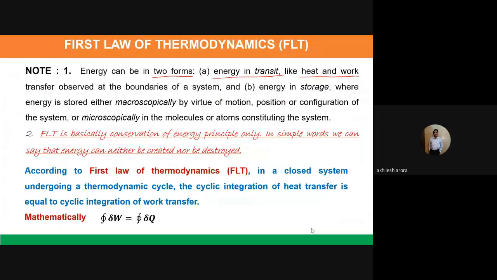So the first form of the energy is the energy in transit, like heat transfer and work transfer, and these are observed only at the boundaries of the system or when they cross the system boundary. We have discussed about it. The second is the energy in storage, the energy which will be stored within the system boundary, where energy is stored either macroscopically by virtue of motion, position, or configuration.